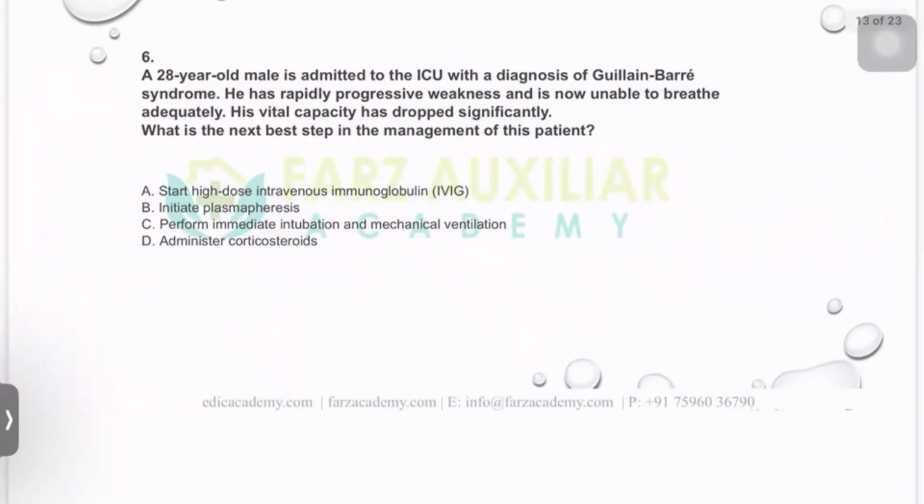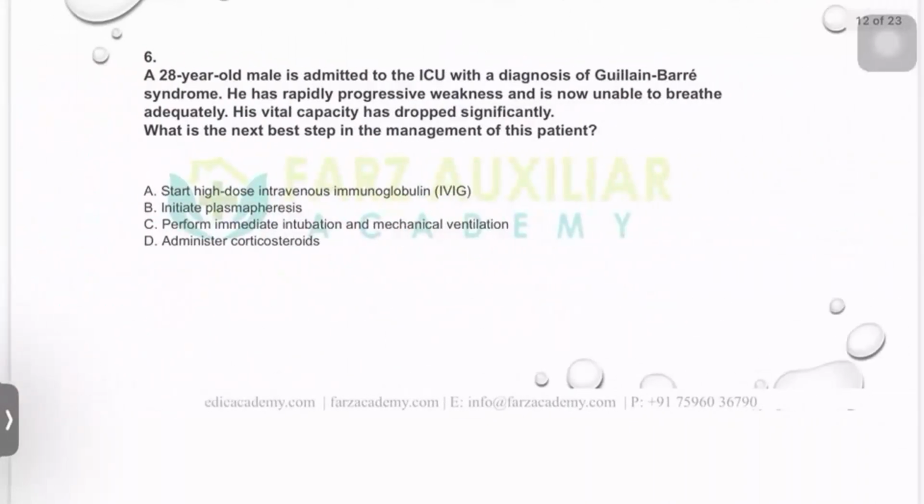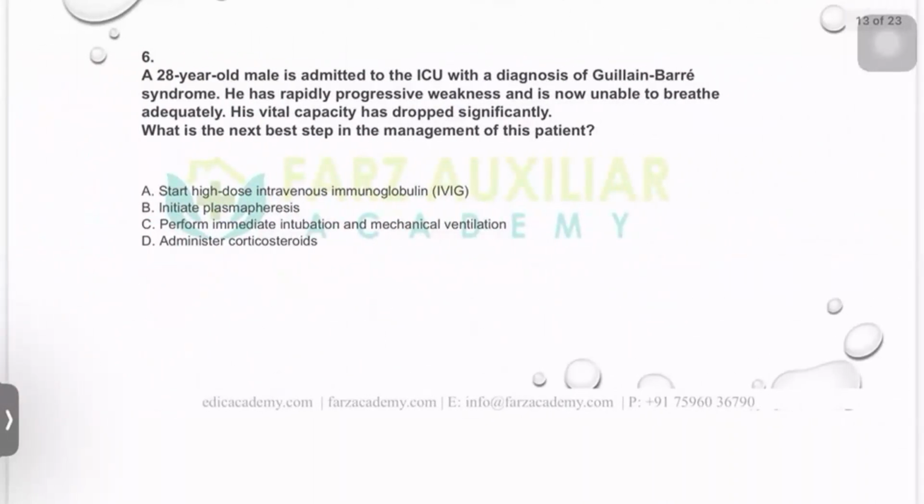A 28-year-old male is admitted to the ICU with the diagnosis of GBS. He is rapidly progressing in weakness and is now unable to breathe. His vital capacity is dropping. You will have to act fast. What is the next best thing? Intubate. Immediately intubate this patient. And what else can you do?